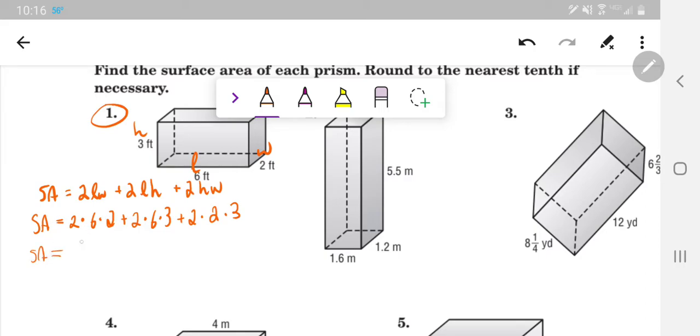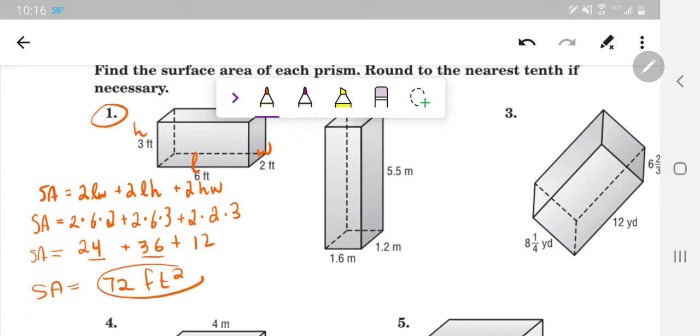Now we can do that math, showing my work, showing my steps. That's going to be 24 plus 6 times 6 is 36 plus 4 times 3 is 12. Let's see, these two give me 60 and 12 is 72. So my surface area for that first one is 72. What type of units? Well, we have feet squared because it is surface area. That's a two-dimensional measurement. It's all the flat surfaces, how much area that space takes up. So that's 72. Let's circle it.